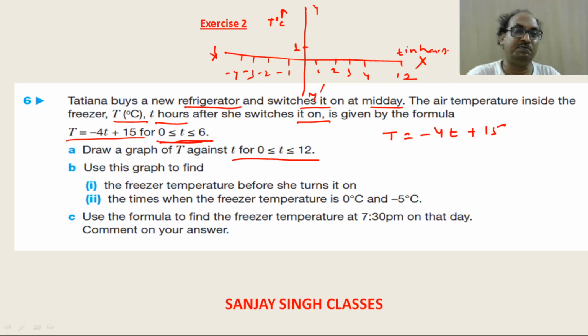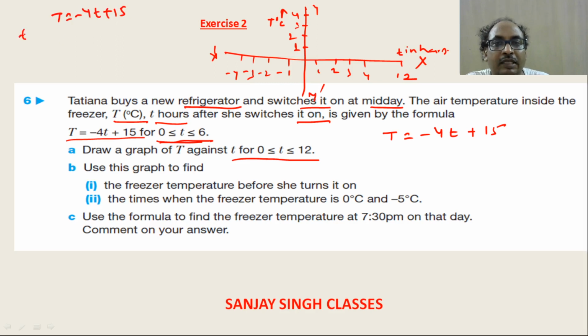Like this we need to indicate, we need to write 2, 3, 4, like this. Now we will be finding T is equal to minus 4t plus 15. We will find the value. So when t is equal to 0, T is equal to 15. So one point is 0 and 15.